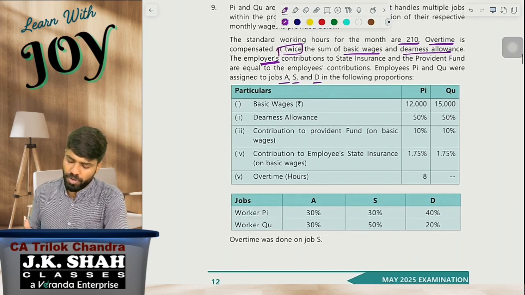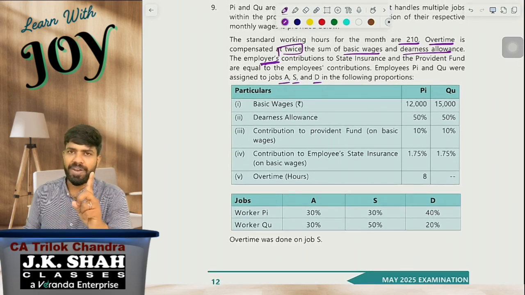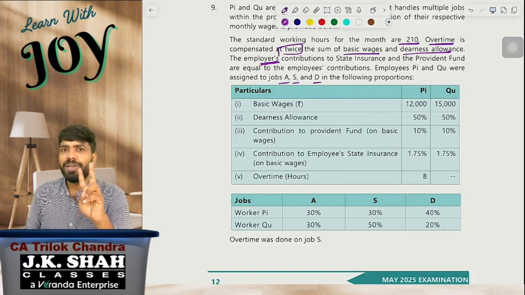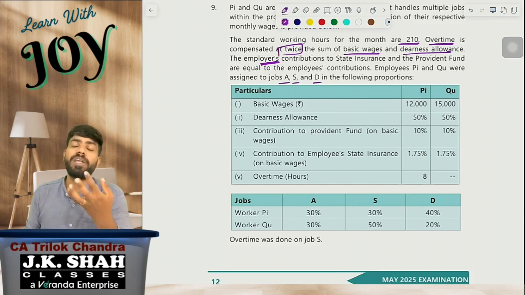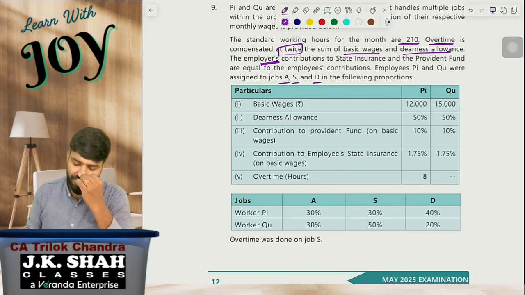So here we need to understand two things. Number 1, standard time is 210 hours. Number 2, for the overtime they are going to get double time payment compared to normal time. Third point is employer contribution is equal to the employee contribution towards PF and ESI. And then they mention they are working on the 3 jobs A, S, D.